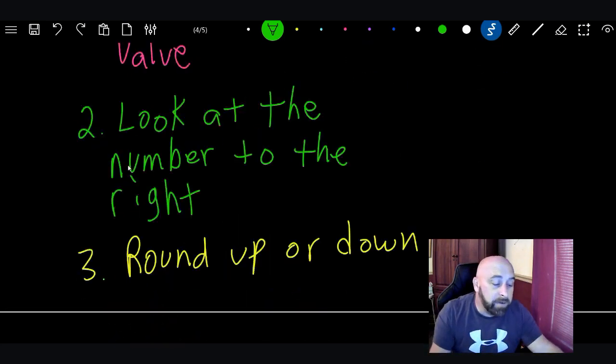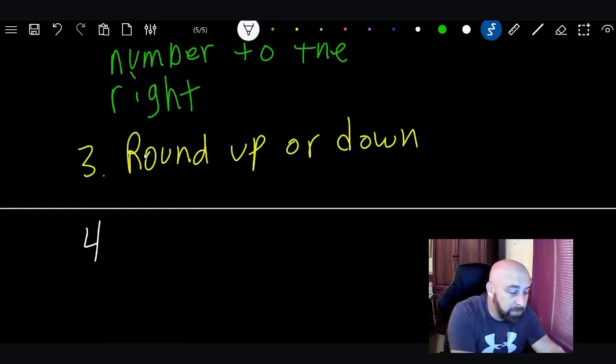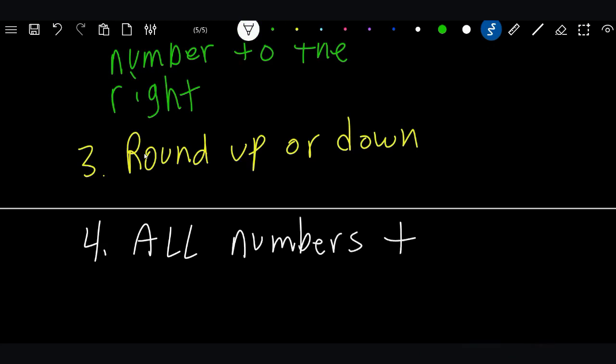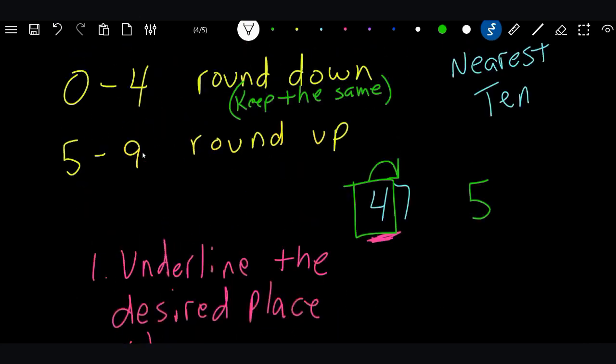All the other numbers, all right, this is step number 4. This is the last step. All numbers to the right become zeros. So this 7 right here now becomes a 0. So our number is 50. That is the correct answer. We rounded 47 up to 50.